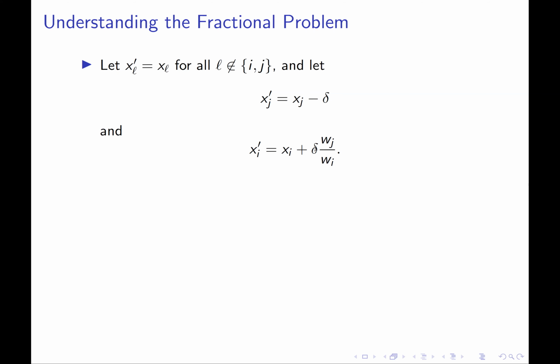And how much are we going to increase it by? Well, we're going to increase it by delta times the ratio of bidder j's size to bidder I's size. These expressions shouldn't be transparent to you yet. It's not clear yet maybe why I'm increasing I's allocation by exactly this amount, but we'll see that this is what we need to do to satisfy our feasibility constraints.